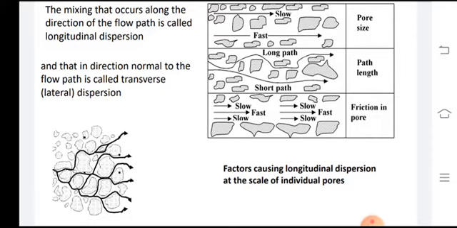And that in the direction normal to the flow path is called transverse or lateral dispersion, in which the geological formation is again important. The local scenarios of the interlocking of the grains or the geological formation are also important. The available path for the movement is also important, and then the velocity with which the water will be flowing through these pores is also important to describe this phenomenon of dispersion.